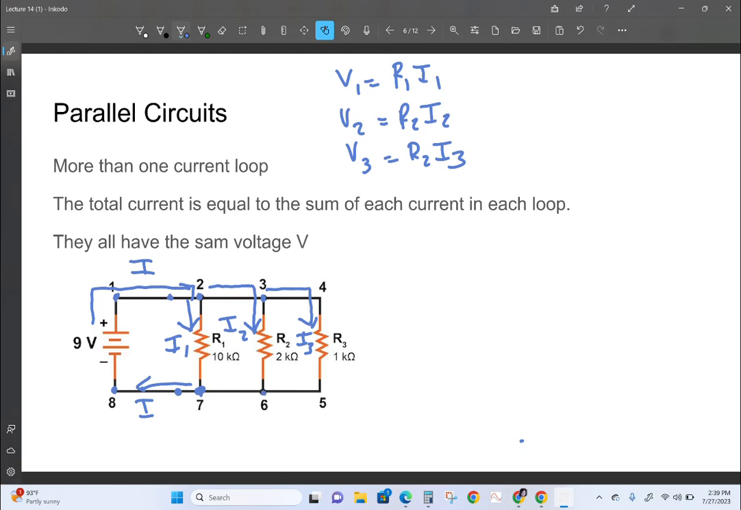Across 3 and 6 will be the voltage of the battery, and across 4 and 5 will be the voltage of the battery. So V1 and V2 and V3 are all V.